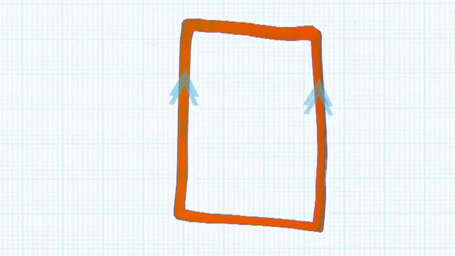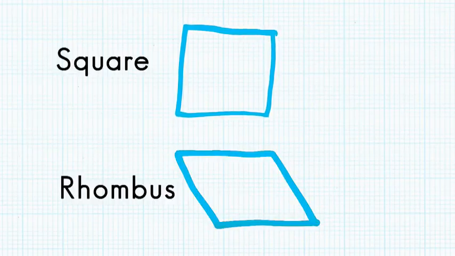Parallelograms have opposite sides, parallel and congruent, just like this rectangle. It can also be a square or a rhombus.